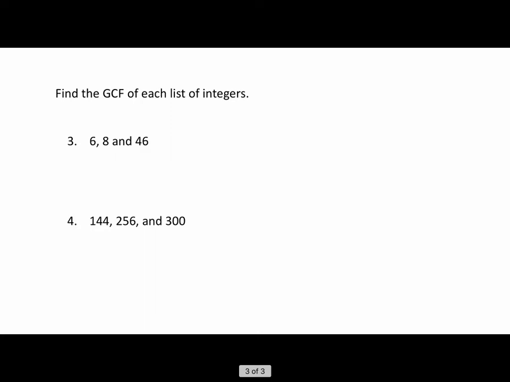Some more examples here, finding the greatest common factor of a list of integers. For number 3, we've got numbers 6, 8, and 46. So 6 is 3 times 2. 8 we just factored is 2 times 2 times 2. And 46, well, that's an even number, so it divides by 2, and that goes in 23 times. 23 is actually a prime number. So those are completely factored.